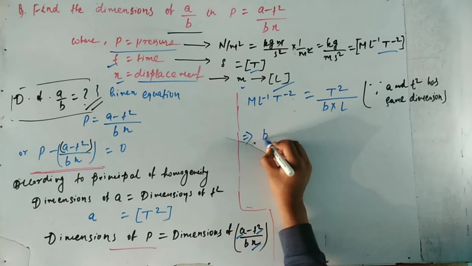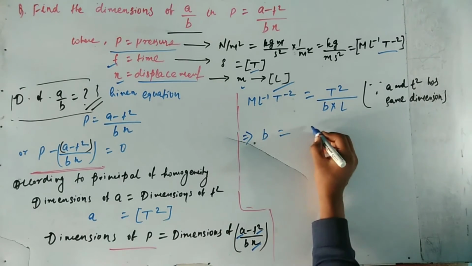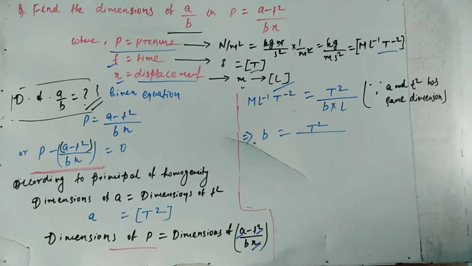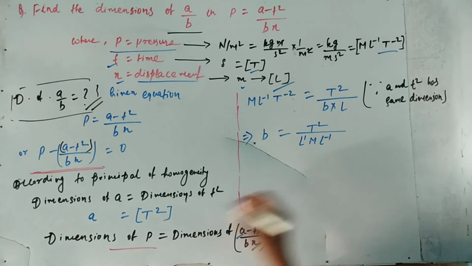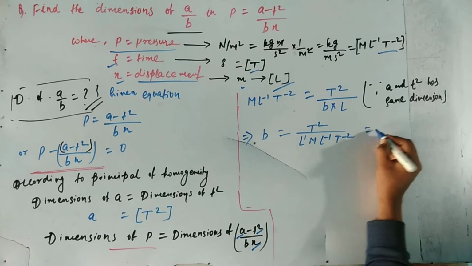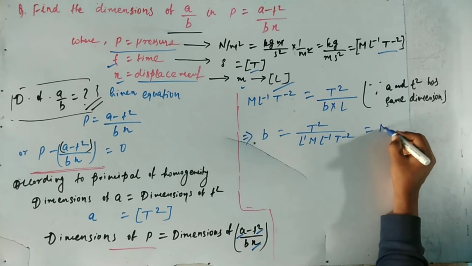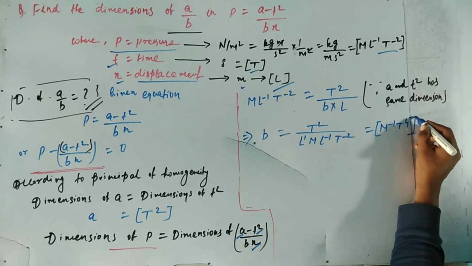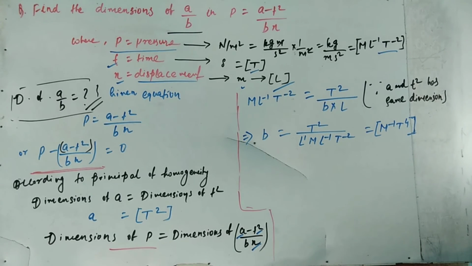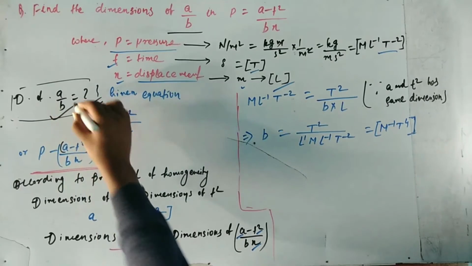Then the equation will be B equals T power 2 by M L power minus 1 T power minus 2. After calculating, it will be M power minus 1 T power 4. This is the value of B. M power minus 1 T power 4 is the dimensions of B.